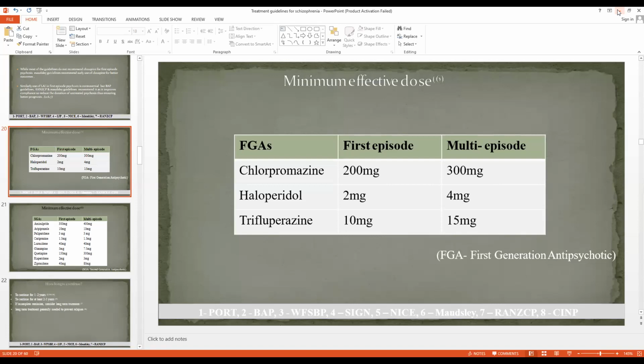Off-label use is not approved, but still you can use it.